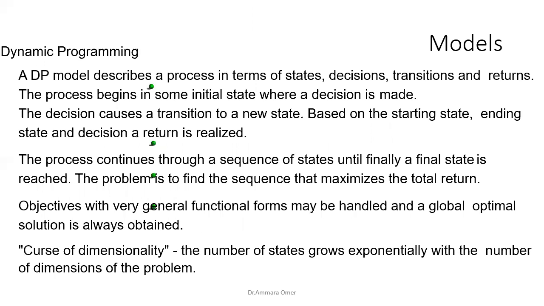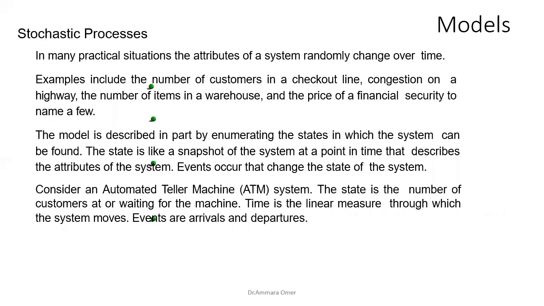The dynamic programming model describes a process in terms of states, decisions, transitions, and returns. The process begins in some initial state where a decision is made. The decision causes a transition to a new state, and based on the starting state, ending state, and decision, a return is realized. Then we have the stochastic process.